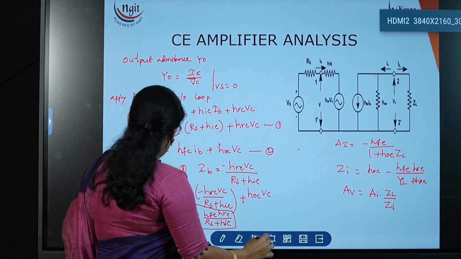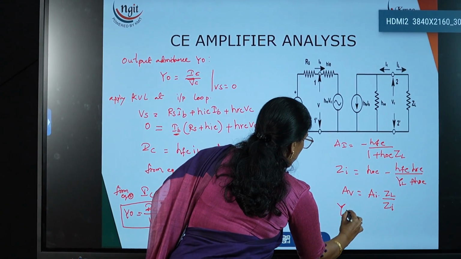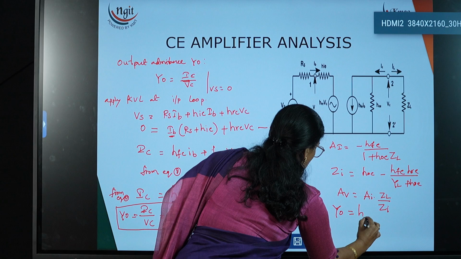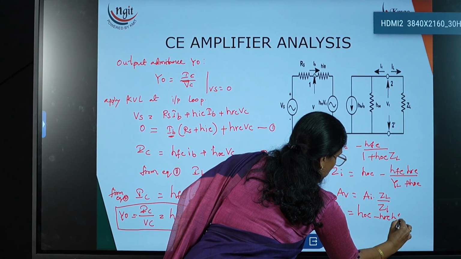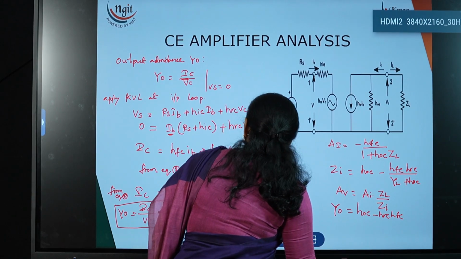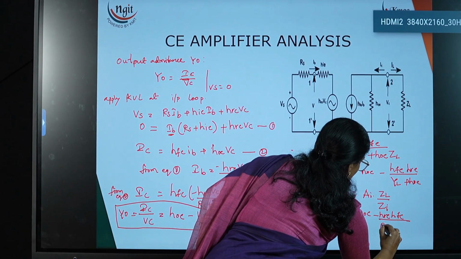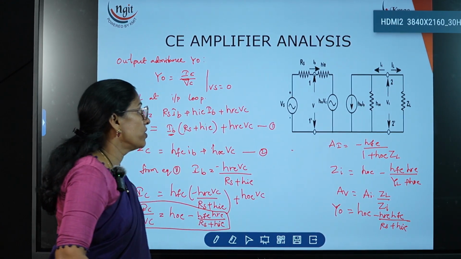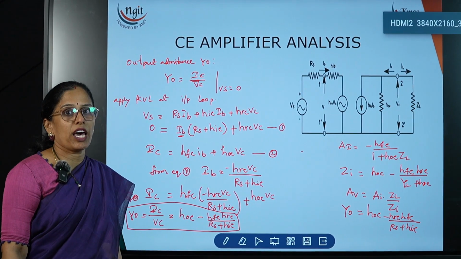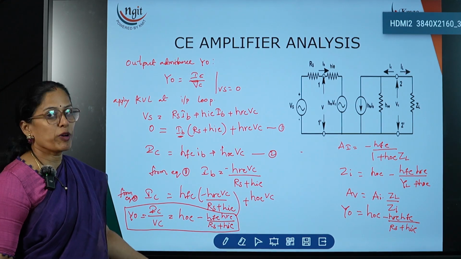So the output admittance is equal to HOE minus HRE HFE divided by RS plus HIE. Now these are the 4 expressions we derived for the CE amplifier using the H parameter model.